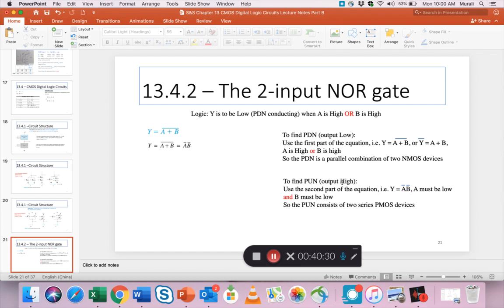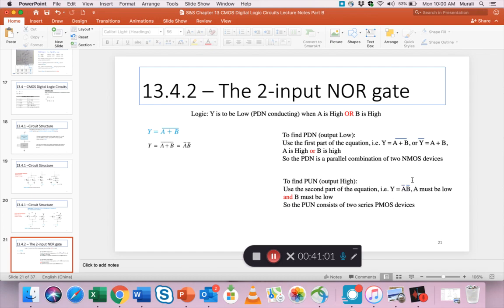That means the output has to be high. To do this, you have to use the second part of the equation, this part. And so I show the second part here. Now you work with y equals a bar b bar. When does y become high? According to this equation, a must be low and b must be low, right? Then you will get y to be high.